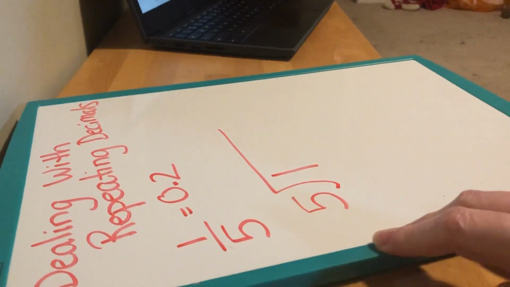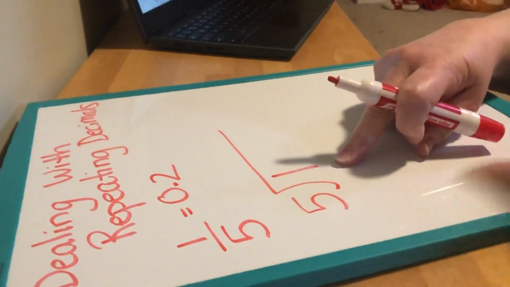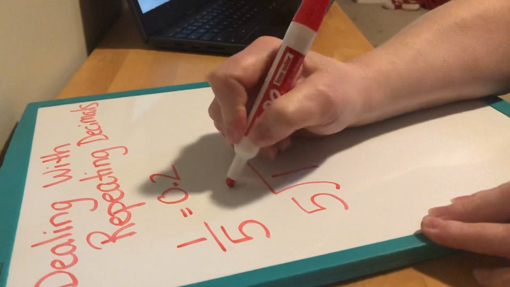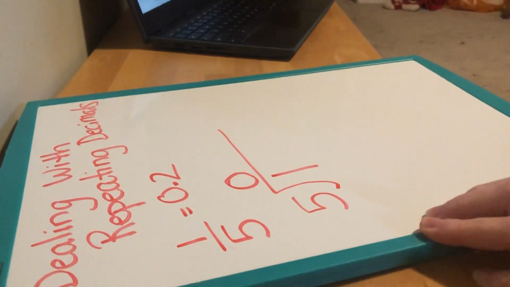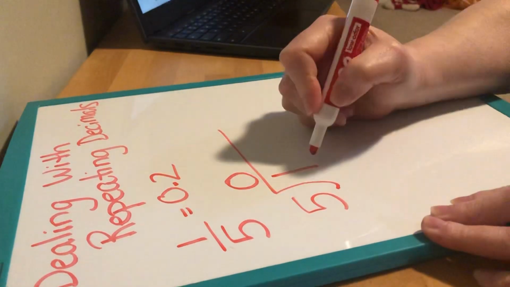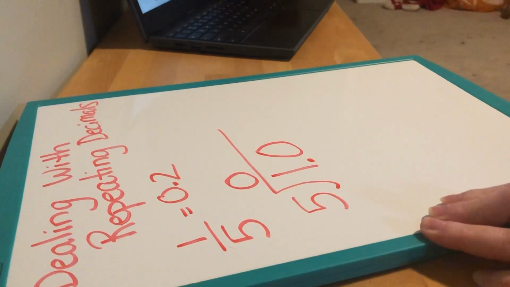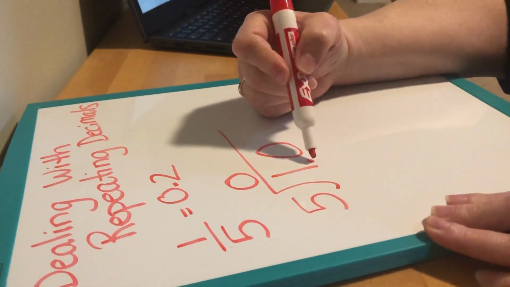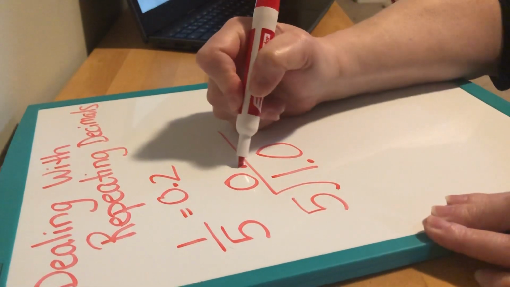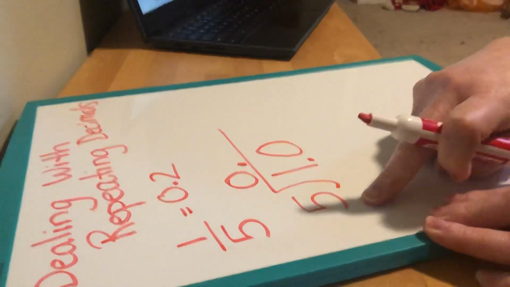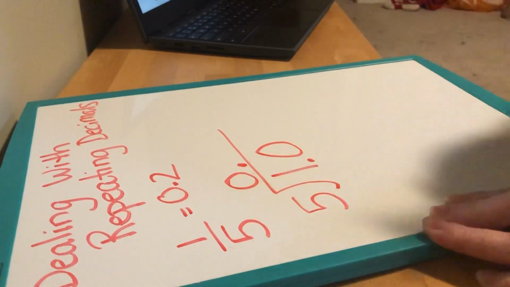It doesn't, right? 5 cannot go into 1 equally. So up here, I'm actually going to put a 0 right above here. Now this 1 really has a value of 1.0, so I'm going to write the 1.0. And then I'm going to take this decimal place that I put down here, and I'm going to put it up there. Now I'm going to pretend the decimal place isn't there, even though it really is.